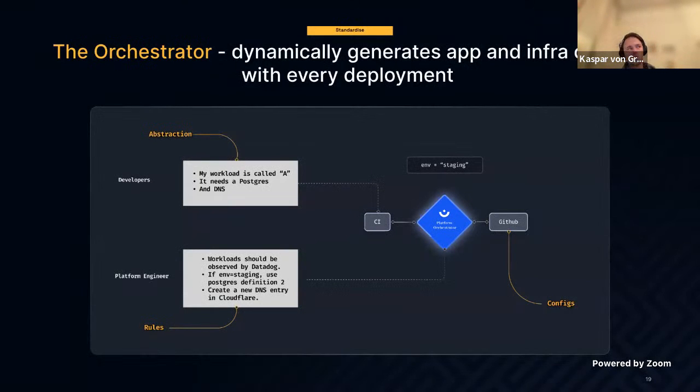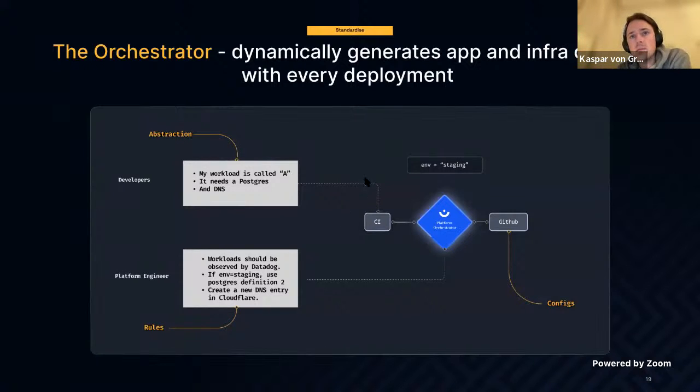And then you have an orchestrator. And the job of the orchestrator, as I said, is to dynamically generate app and infrastructure configurations every deployment and keep the drift between the rules, the configuration, and the actual running infrastructure at absolutely zero with every deployment. The deployment is the pulse of this. So the deployment is the pulse of your platform.